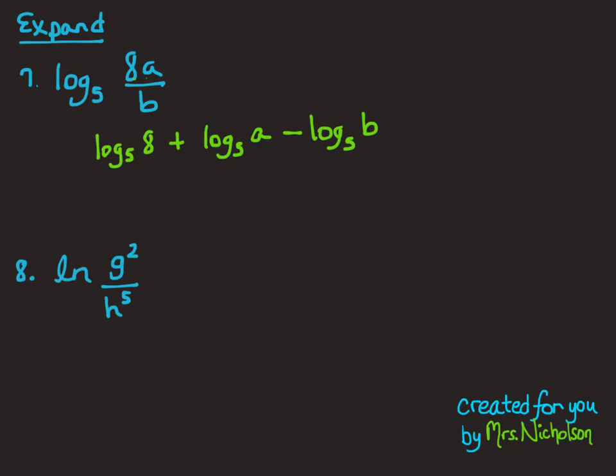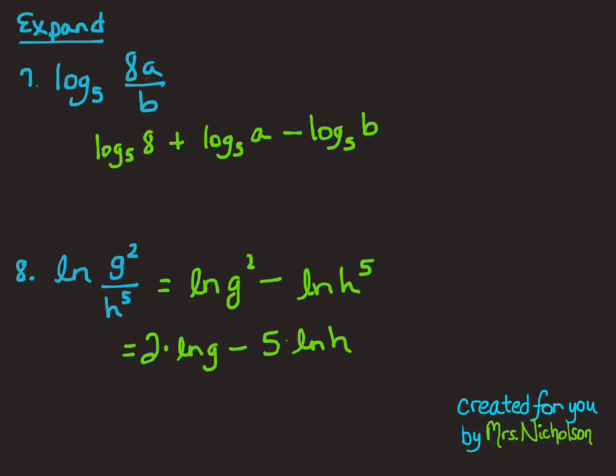Let's look at the next one. I've got natural log of g squared divided by h to the 5th. Again, I'm dividing here, and so I can expand this to be natural log of g squared minus the natural log of h to the 5th. But one more thing that I can do here to expand this is these exponents, the 2 and the 5, those can be moved into the front to be multiplied by the log. And so my final answer here would be 2 times the natural log of g minus 5 times the natural log of h.